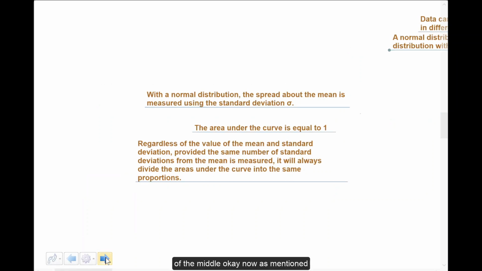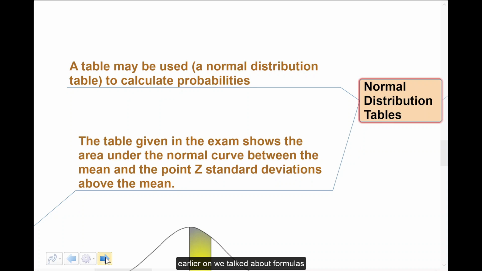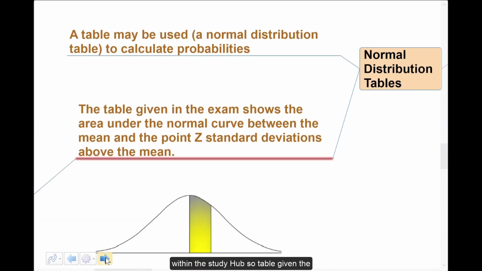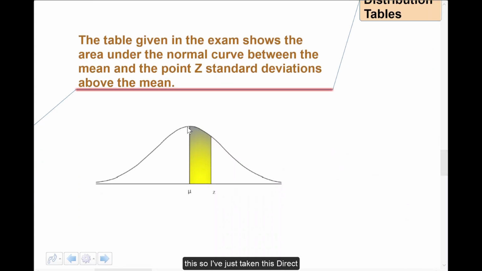Okay? Now, as mentioned earlier on, we talked about formulas being given in the exam. Let's talk a little bit about the normal distribution tables now, as you'll see referenced within the study hub. So, the table given in the exam shows the area under the normal curve between the mean and point Z standard deviations above the mean. Let me just move this down so you can see this. So I've just taken this directly from the study hub. Okay? Now, do we think that we would get questions on this diagram?